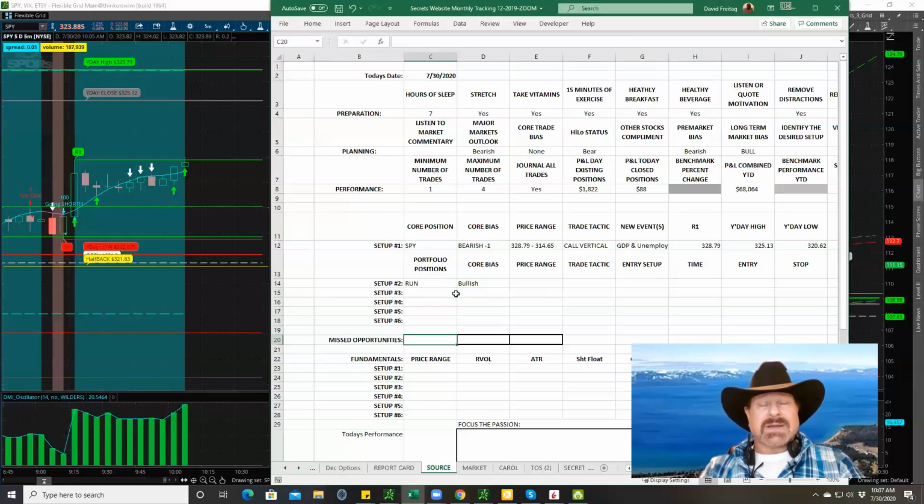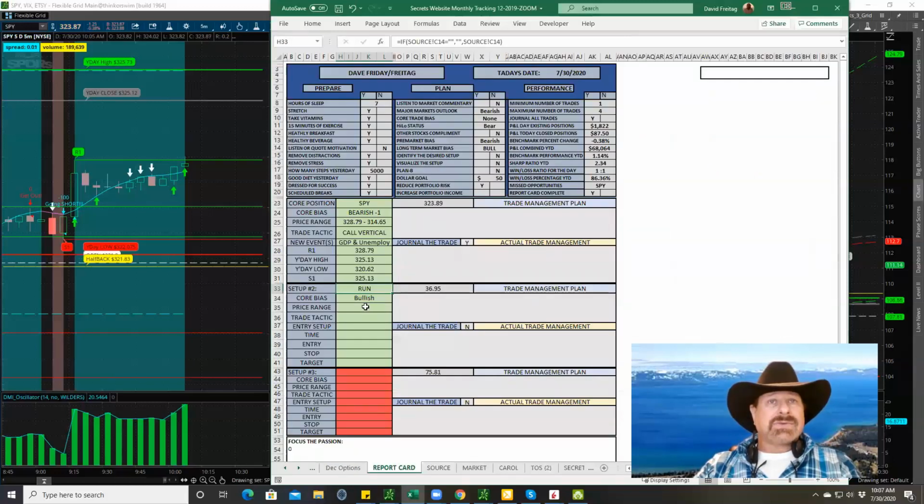So we're going to talk about that again in our next video. I'll show you real quick that it now shows that I am bullish on RUN. See how that just updates automatically. And then over here, I keep track of how I'm doing. What is my plan for today? So again, we'll get into that next video. But that's how you fill out your report card.